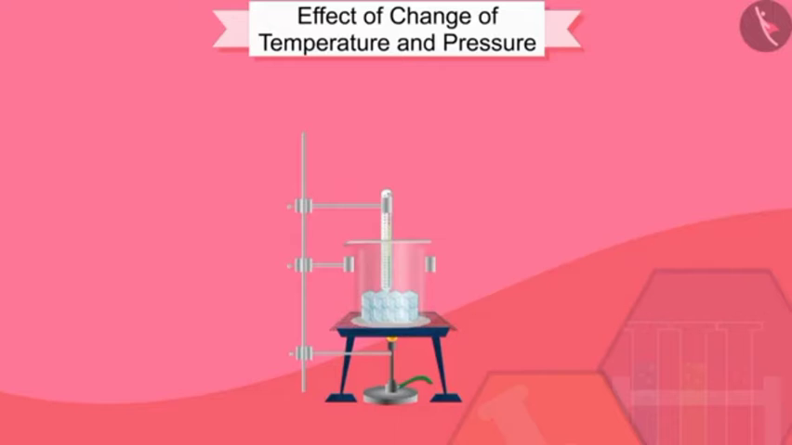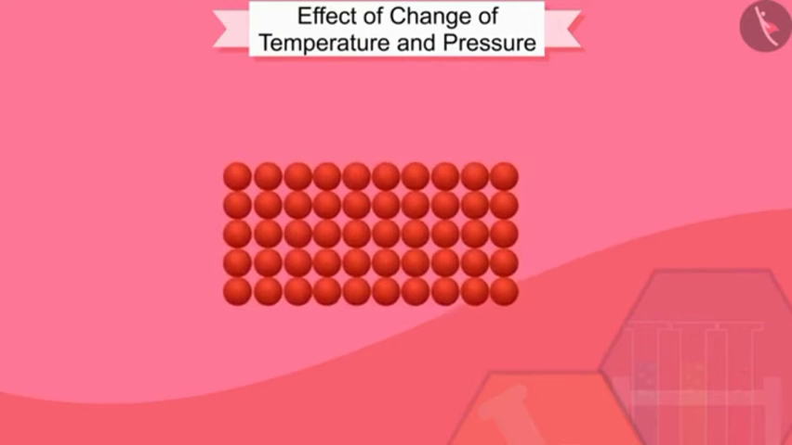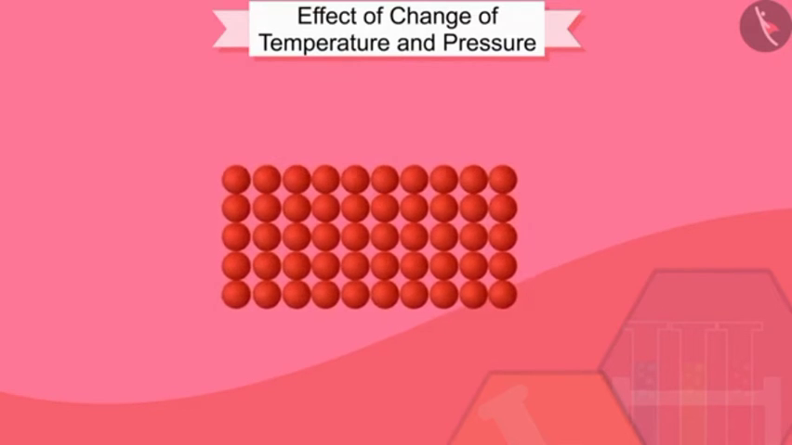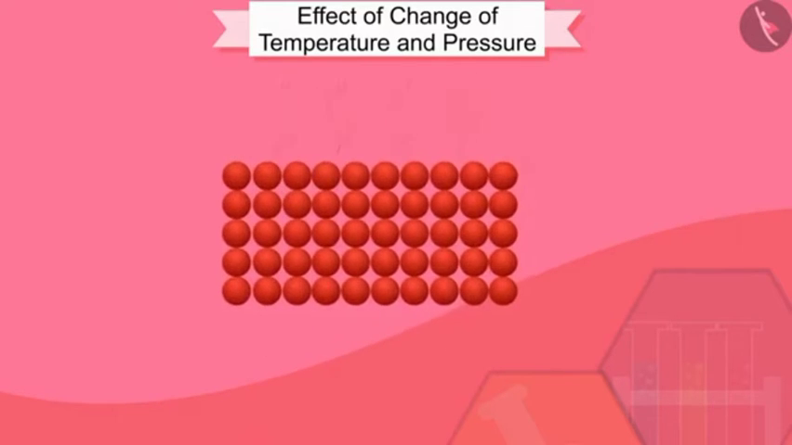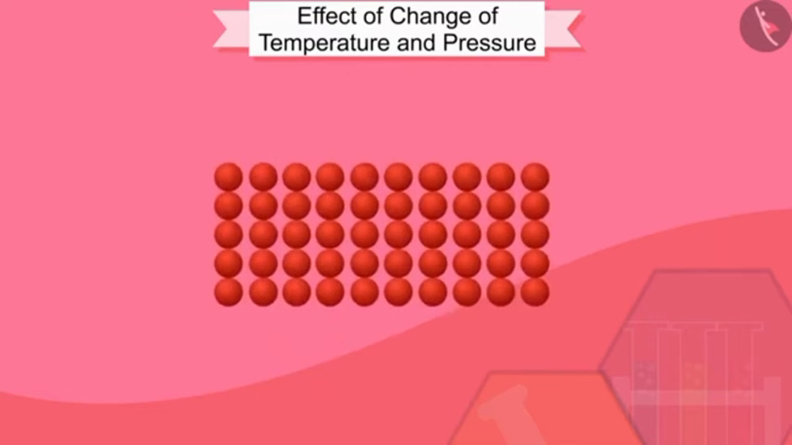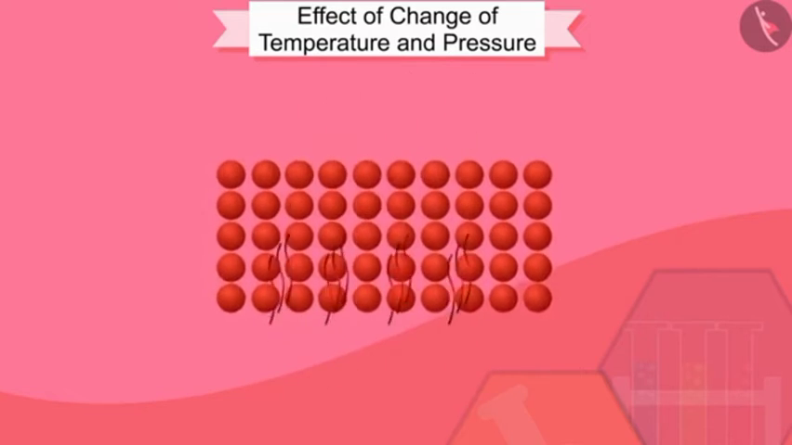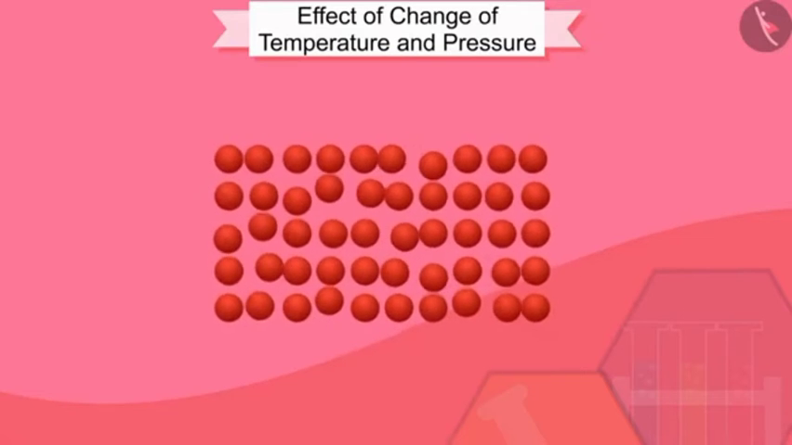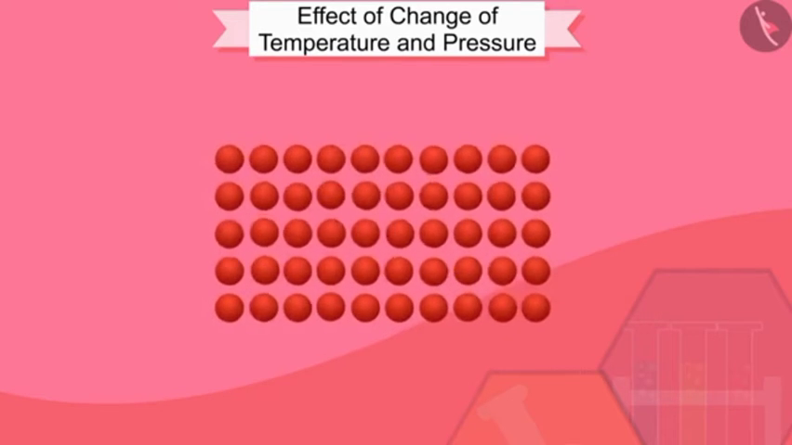When we start heating ice, the kinetic energy of particles present in ice, or solid, increases as the temperature increases. As the kinetic energy increases, the particles vibrate more quickly. The energy supplied by heat overcomes the forces of attraction between the particles. The particles leave their fixed positions and start moving more freely. A situation comes when ice, solid, melts and becomes water, liquid.